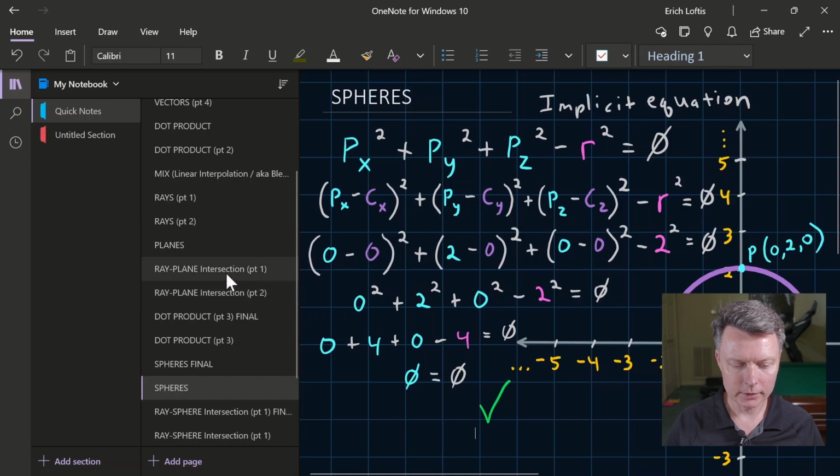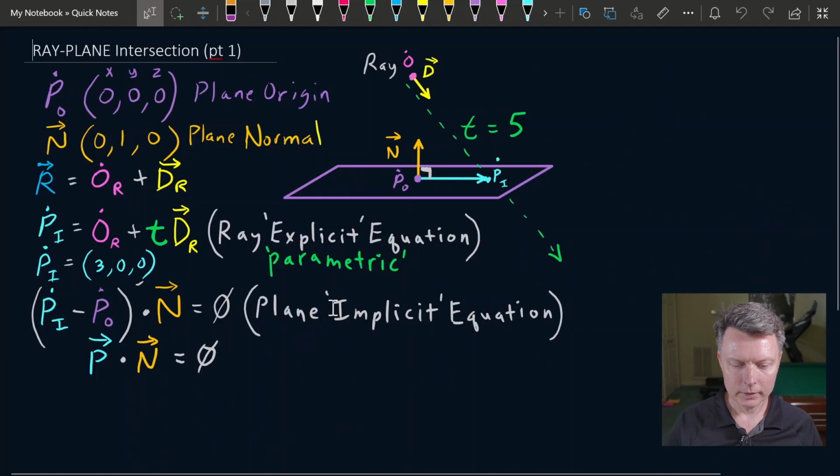And just for a moment, let's go back to our ray plane intersection that we did last time. And so here you can see the plane, and we have an implicit equation for the plane, and that was a point on the plane minus the plane's origin dotted with its normal should equal 0. And that's how you could tell if a random point that you pick is on the plane or not. But how do we come up with this point? Well, it's where the ray will hit the plane, if it hits the plane at all.